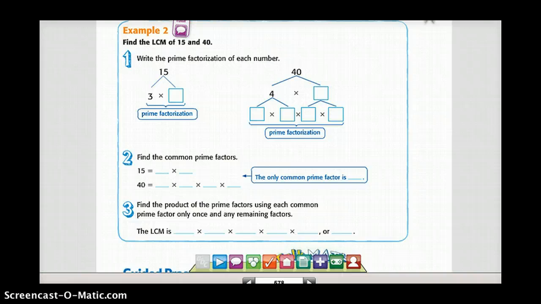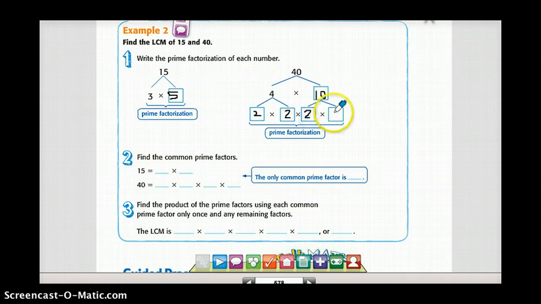All right, and here's the factor tree example. So for the least common multiple of 15 and 40, we would find the prime factorization of both. So the prime factorization of 15 is 3 times 5, because we can't break those down anymore. 40, we can do 4 times 10, and then we would break 4 up into 2 times 2, which would be prime, and 10 into 2 times 5, which would be prime.